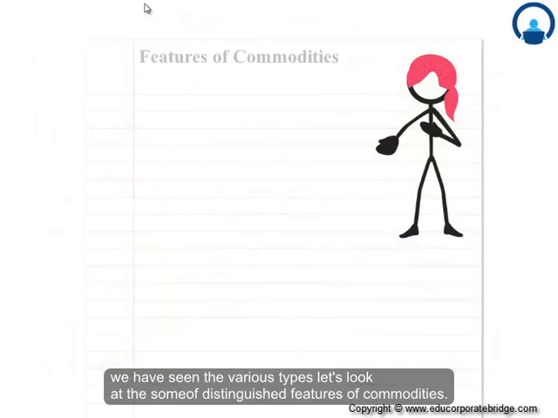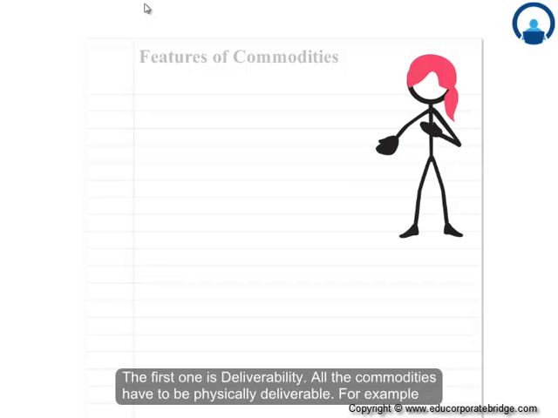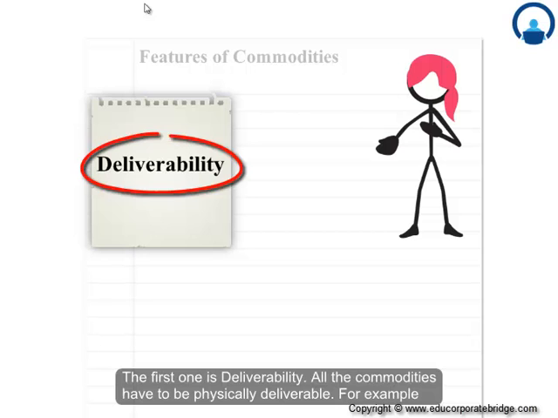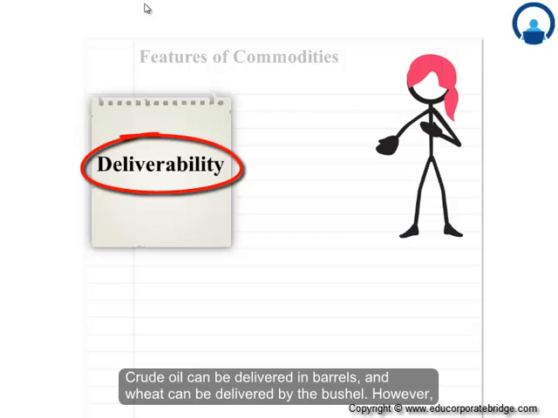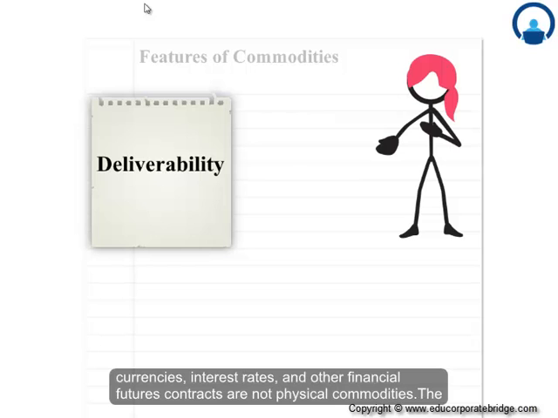After we have seen the various types, let's look at some of the distinguishing features of commodities. The first one is deliverability. All commodities have to be physically deliverable. For example, crude oil can be delivered in barrels and wheat can be delivered by the bushel. However, currencies, interest rates and other financial futures contracts are not physical commodities.